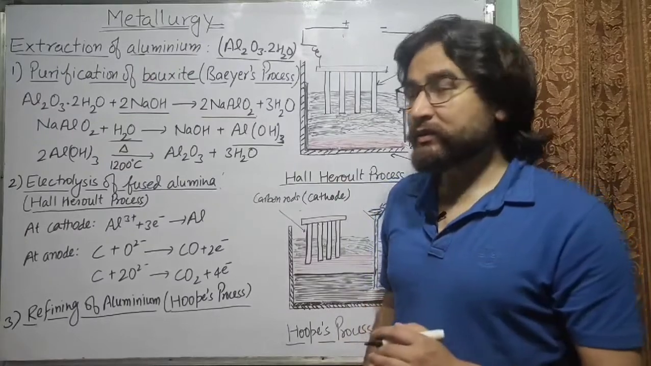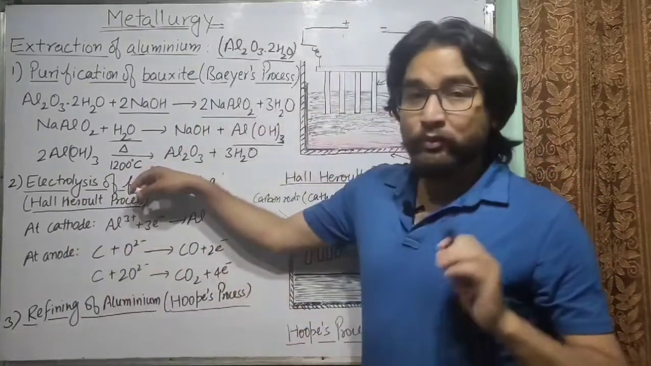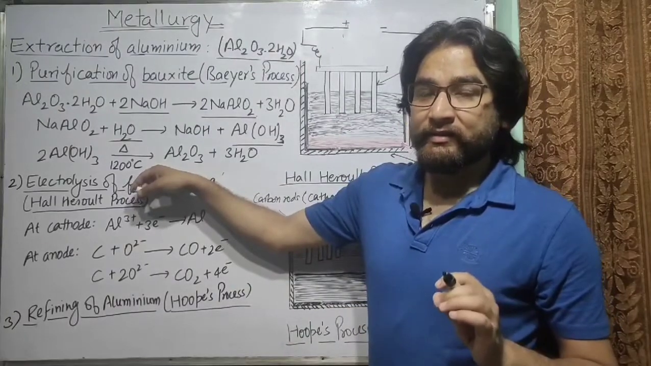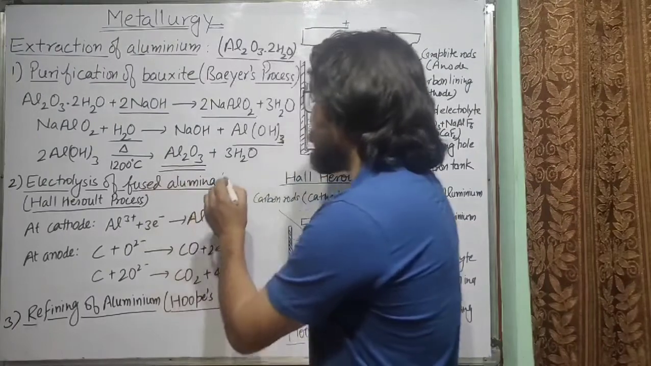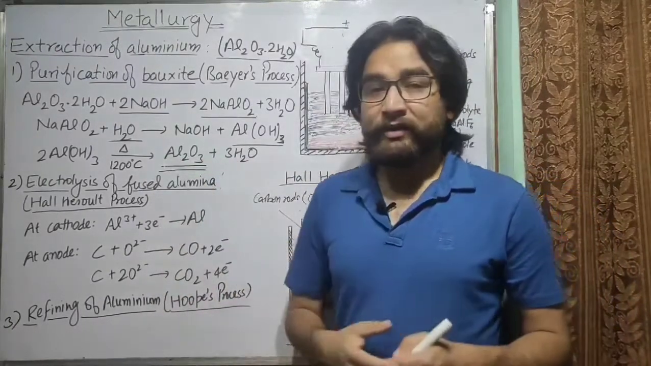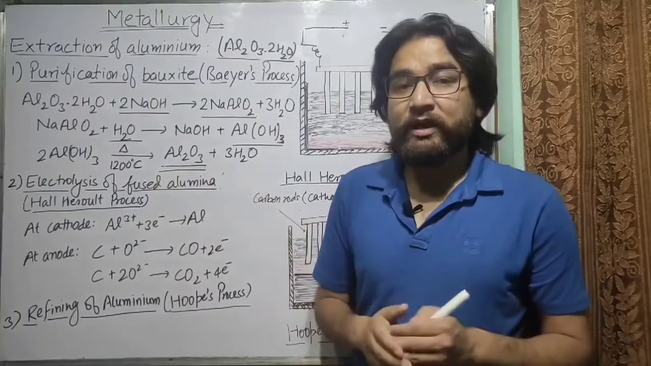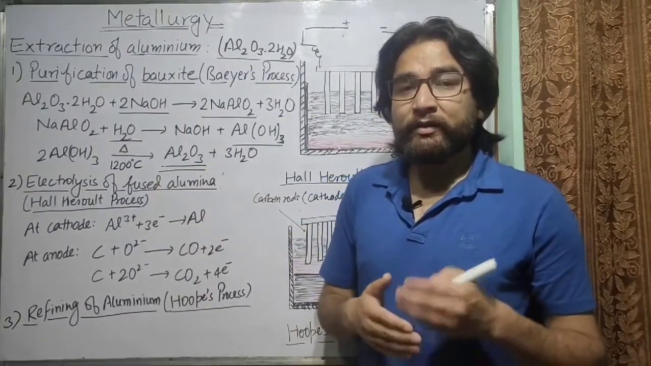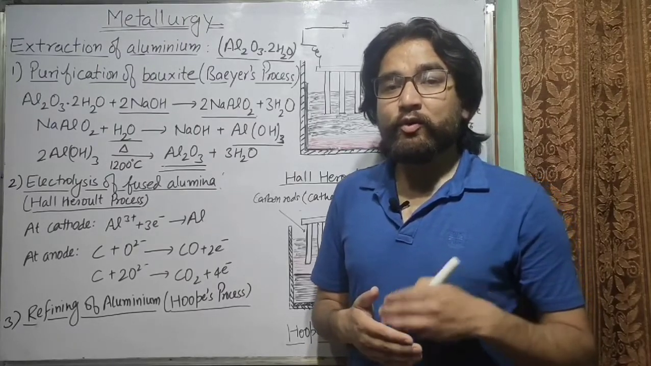Now what happens in the third step? The aluminium hydroxide is heated up to 1200 degrees Celsius, and what happens? We will get alumina along with water. So we get alumina in the end, and this is the pure alumina. So this is how we obtain the pure alumina from impure ore.